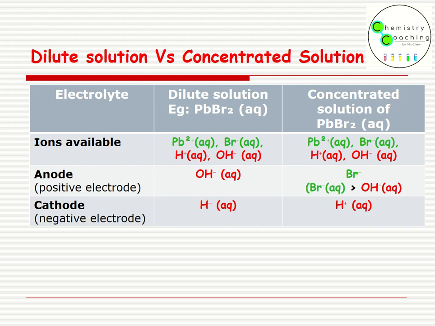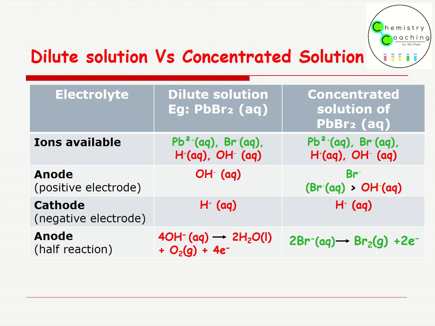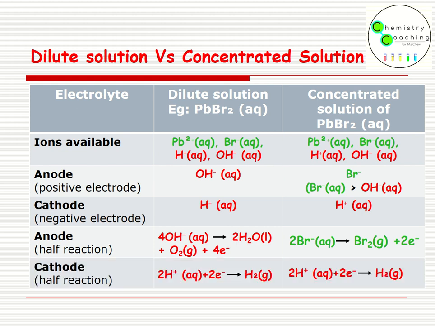How about at cathode? As the concentration does not affect the selection of the positive ion, hence in both reactions, the H+ will get selected.